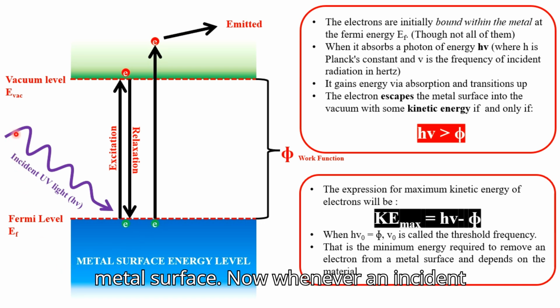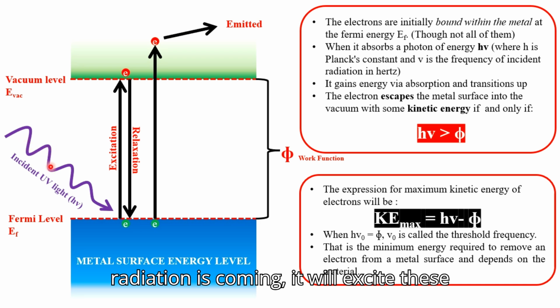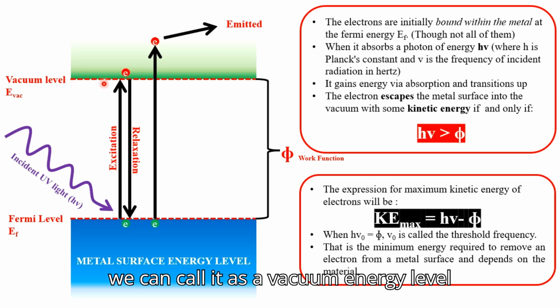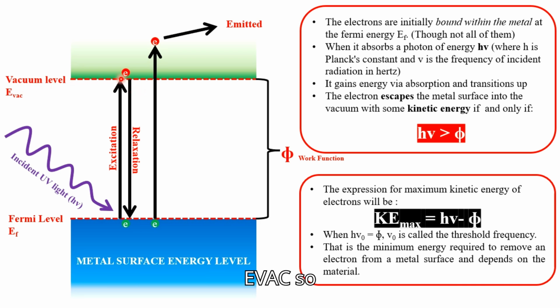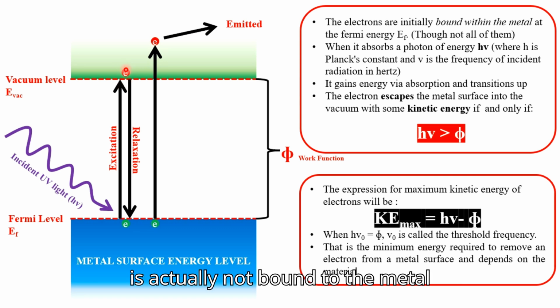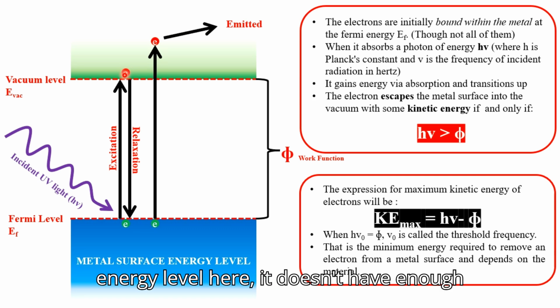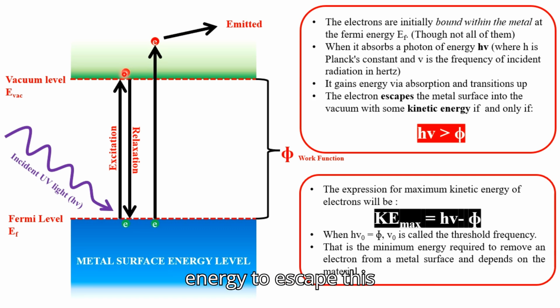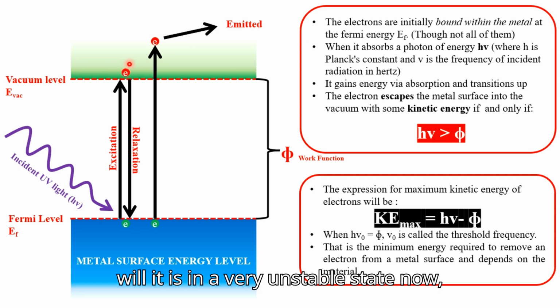Now, whenever an incident radiation is coming, it will excite these electrons to a higher level. In this case, we can call it the vacuum energy level, EVAC. Okay, so electrons will absorb the photon from the radiation and get excited into the vacuum level. So this electron is actually not bound to the metal surface. But if you look at the energy level here, it doesn't have enough energy to escape this system.